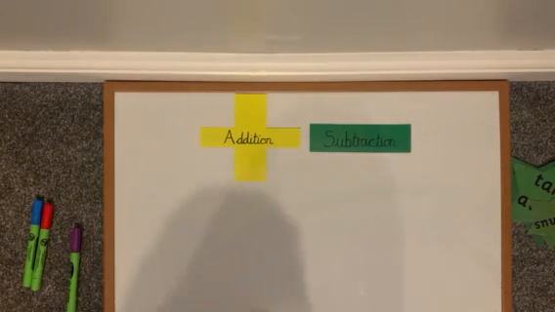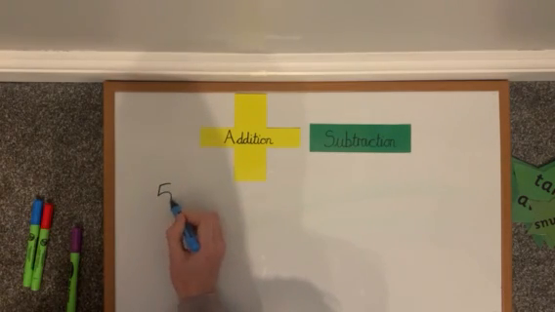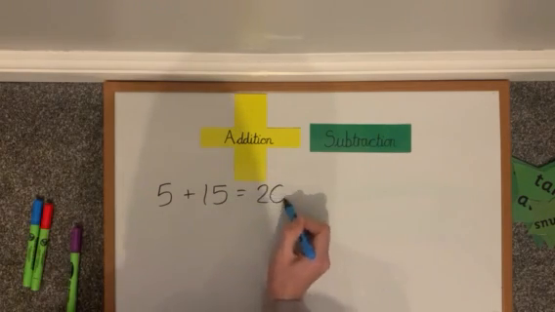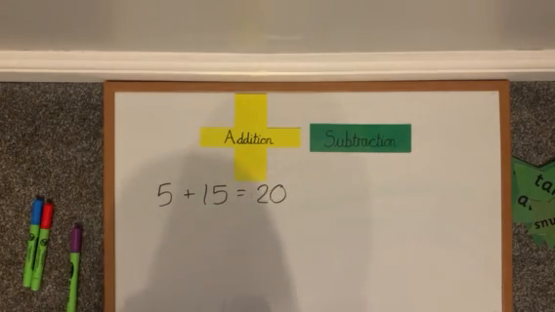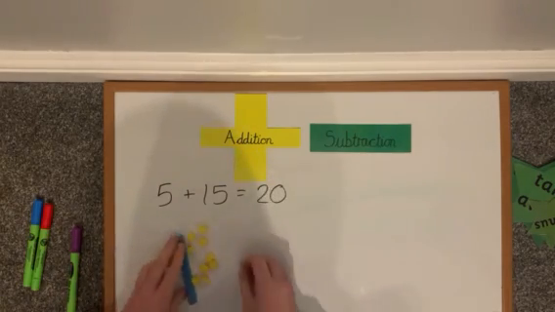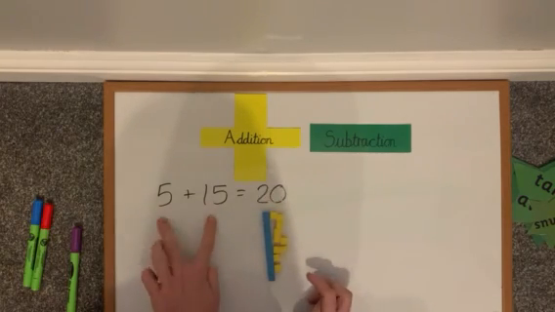So let's think of another number bond to 20. I also know that 5 and 15 make 20. And I can double check that with my Dienes. So let's bring back my 10 stick and my 10 ones, because they make 20 altogether. So now I'm going to split this 20 into the 2 parts.